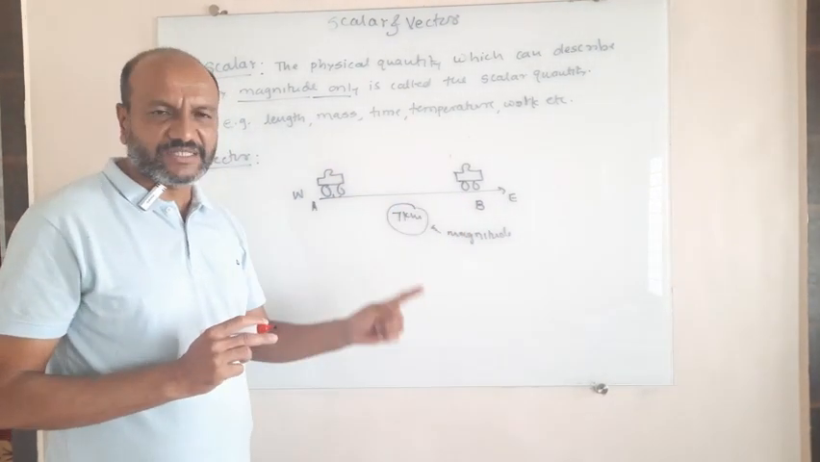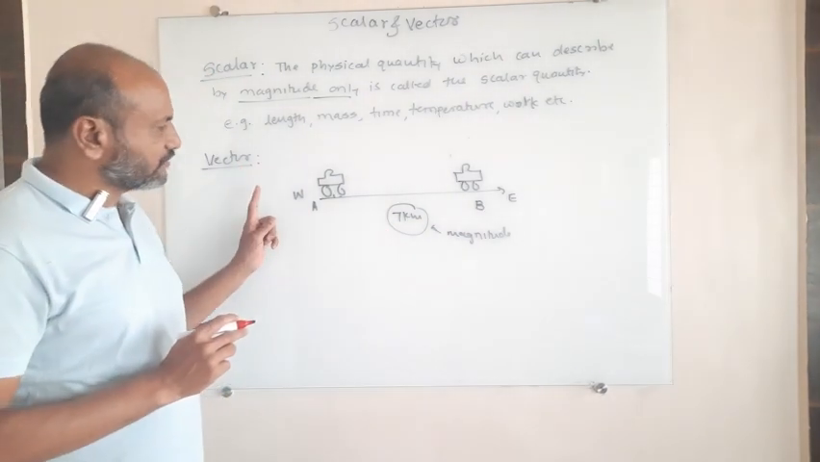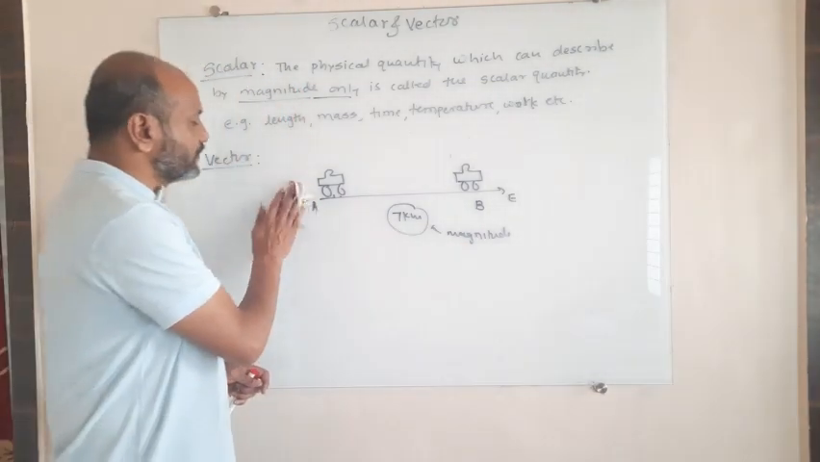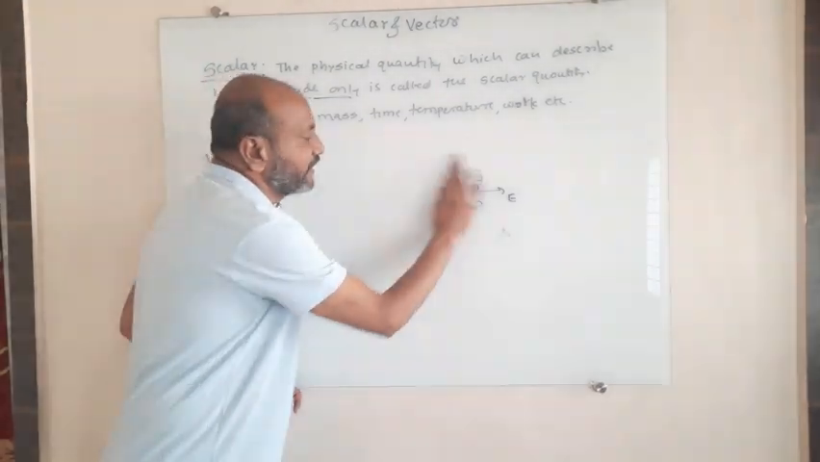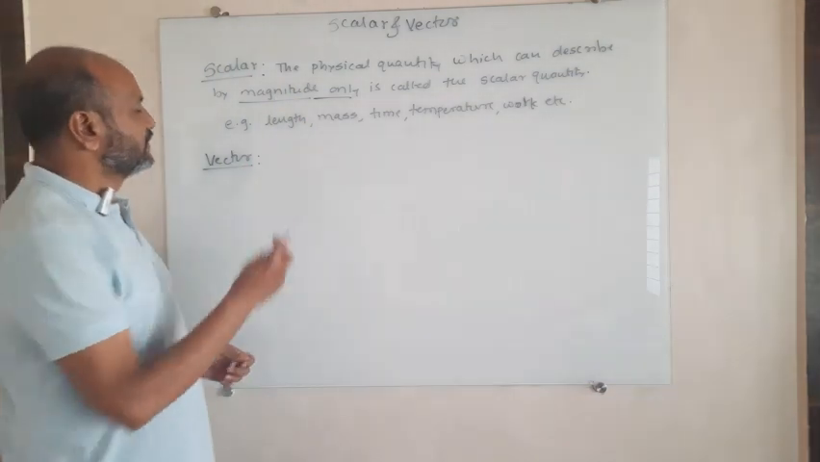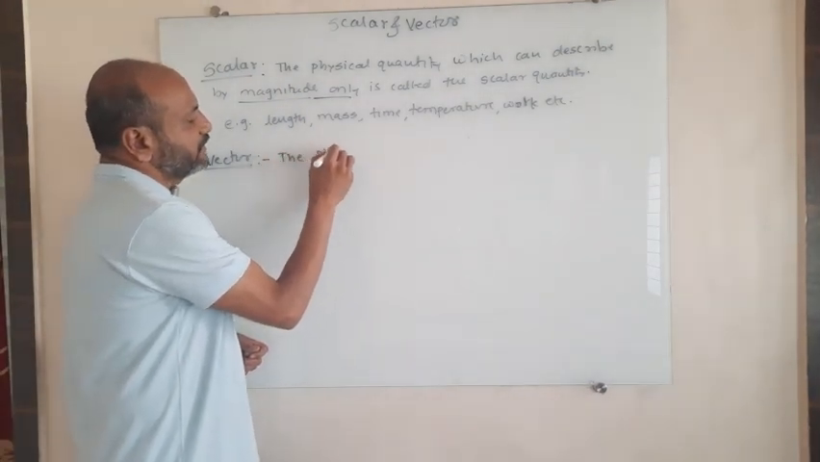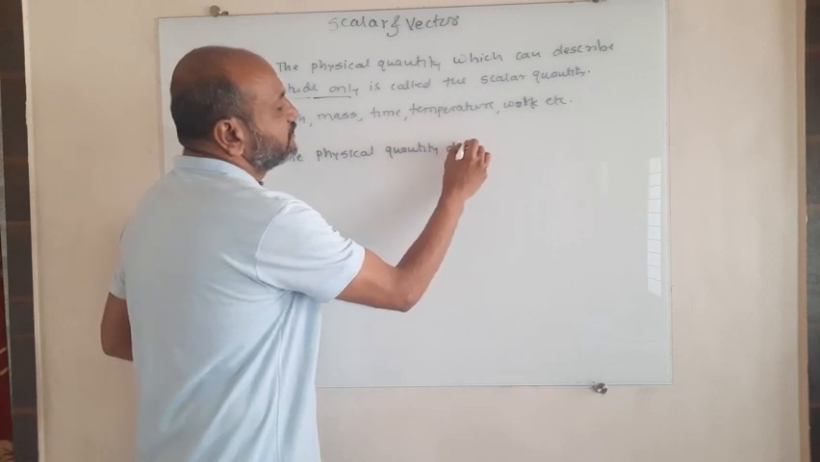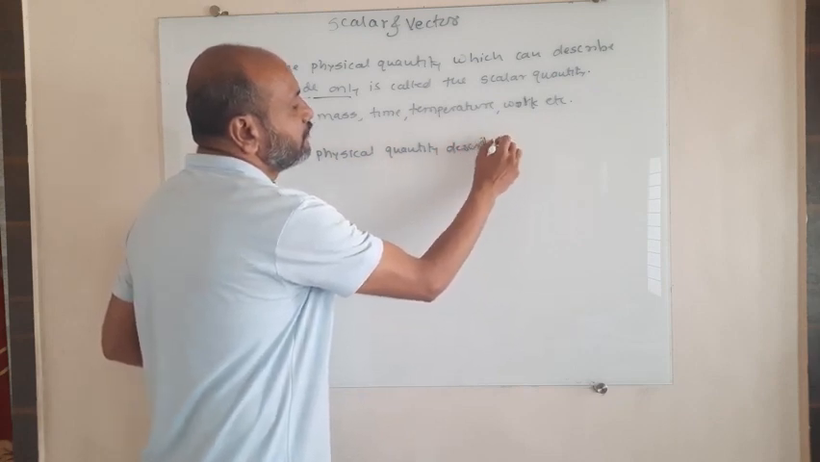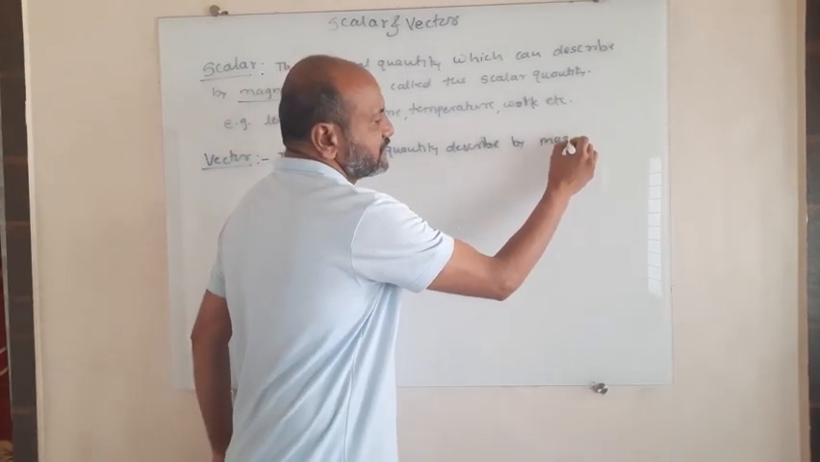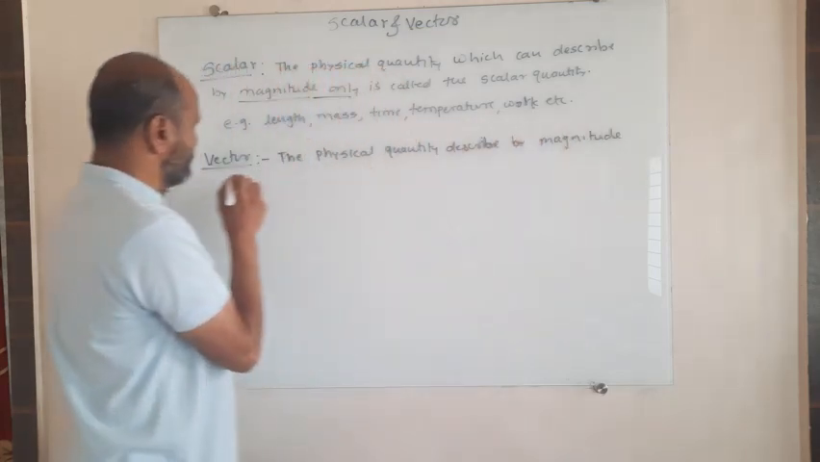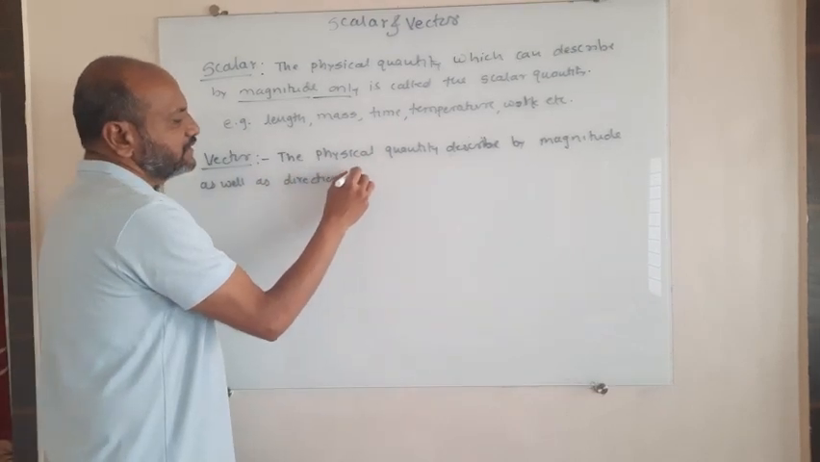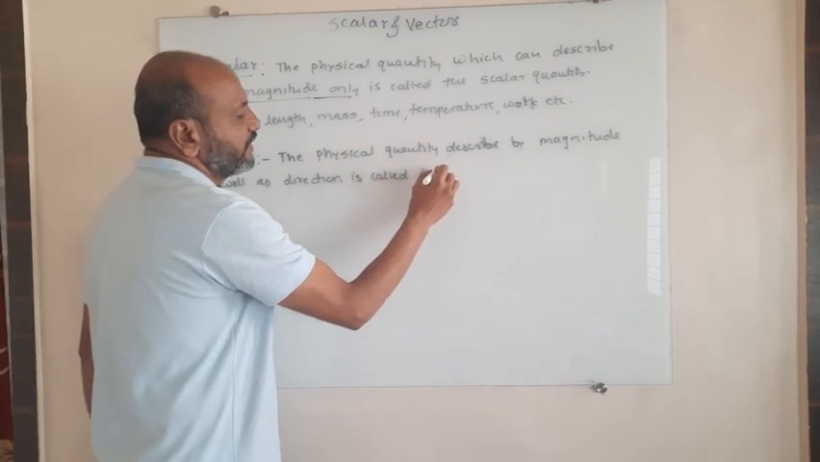And therefore, whatever may be the vector quantity, how do you define it? The physical quantity which can be described by magnitude as well as direction is called the vector quantity.